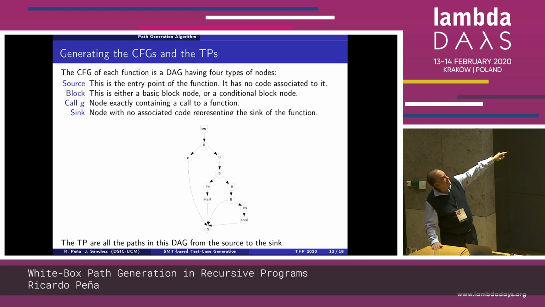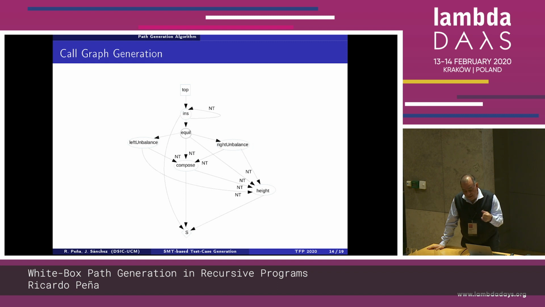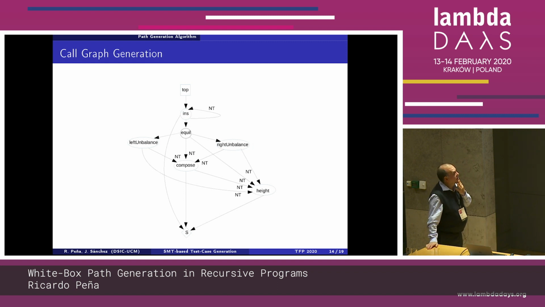For instance, here you have this ins, that is the recursive call to ins, and after that the call to equal. Okay. Then the template paths are just all the paths from the source to the sink in this kind of graph. We call them template because they contain call nodes that you have to expand afterwards. Okay. These are the first two phases. Then we compute the call graph. But the important thing here is to distinguish between tail calls and non-tail calls, because it's not as easy as it may seem at first sight.